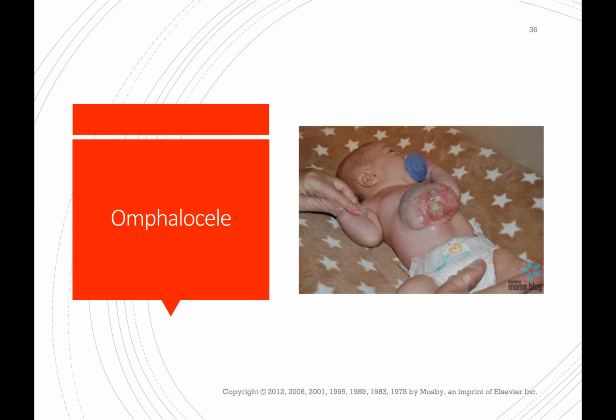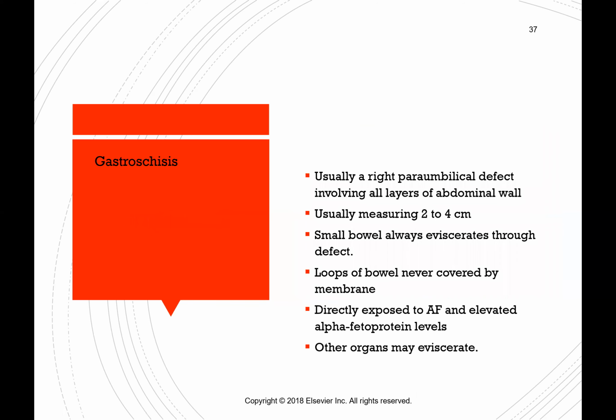Sometimes they have issues with bowel volvulus, ileus, like some issues with twisting of the bowel later on. Gastroschisis is different because it's a right para-umbilical defect involving all layers of the abdominal wall. It's usually 2 to 4 centimeters. It's mostly small bowel that eviscerates through. There's no membrane, no membrane. So that's one of the differences between gastroschisis and an omphalocele.